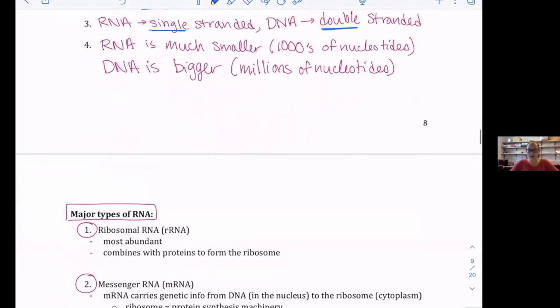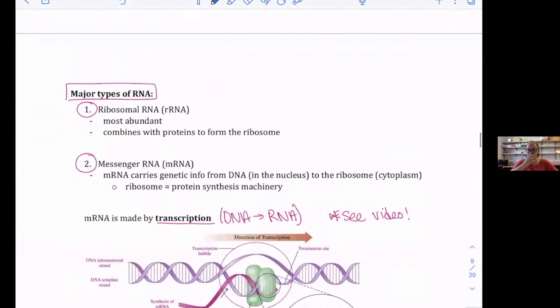But let's look at what types of RNA there are. There are three major types. The first one is ribosomal RNA. The second one is messenger RNA, or mRNA. The last one is called transfer RNA, or tRNA. The first one, ribosomal RNA, is the most abundant. It's what most of the RNA in our body is. It combines with proteins to form the ribosome.